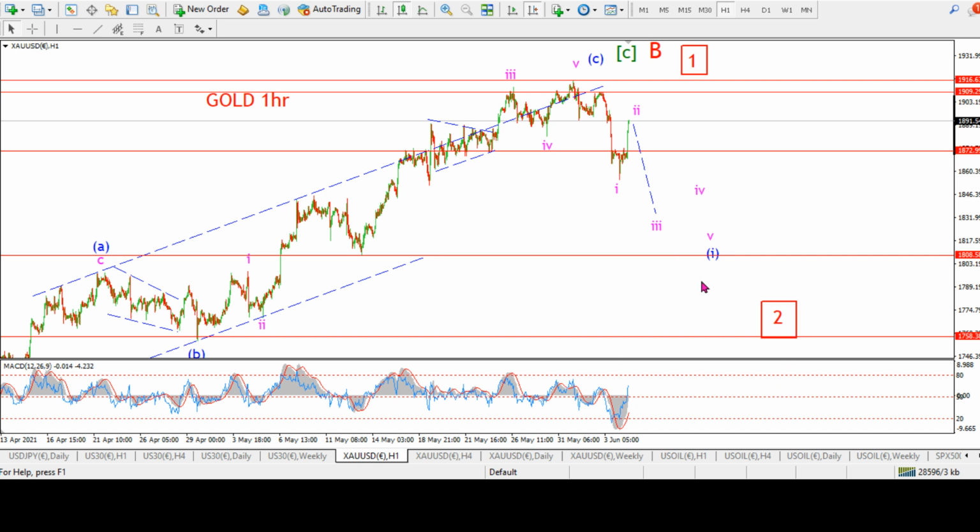I think once we start hitting around the 1700 level, it'll probably be time to start calculating to the upside. Okay, but I think we could be onto a 1-2 pattern here, and we head lower into wave 3 next week. We'll see how that pans out on Monday. So let us move on.